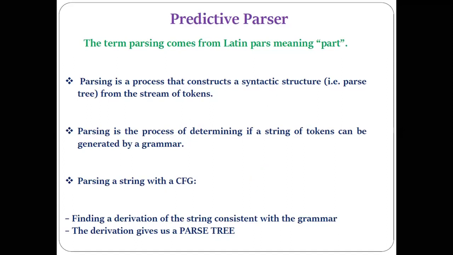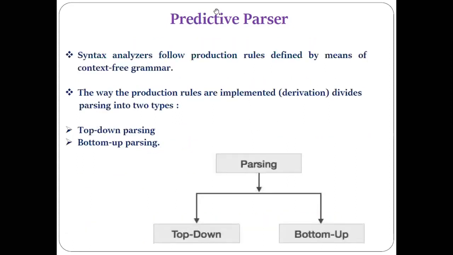So basically we have to make use of the context-free grammar for parsing. Parsing is nothing but checking whether the syntax of the statement is correct or not by generating the parse tree from the stream of tokens that we receive from the lexical analyzer. In the syntax analyzer, we have to utilize different production rules, which are part of the given context-free grammar.